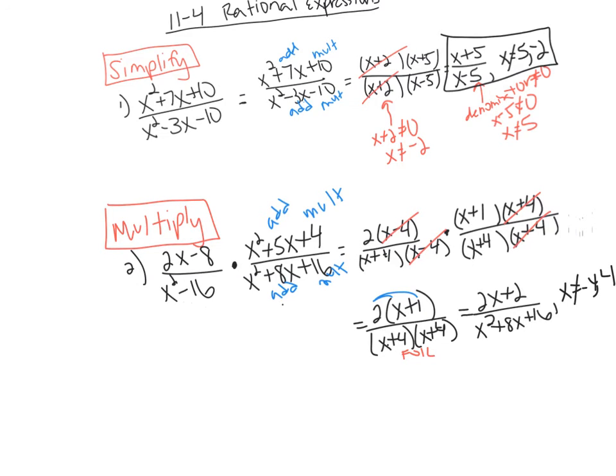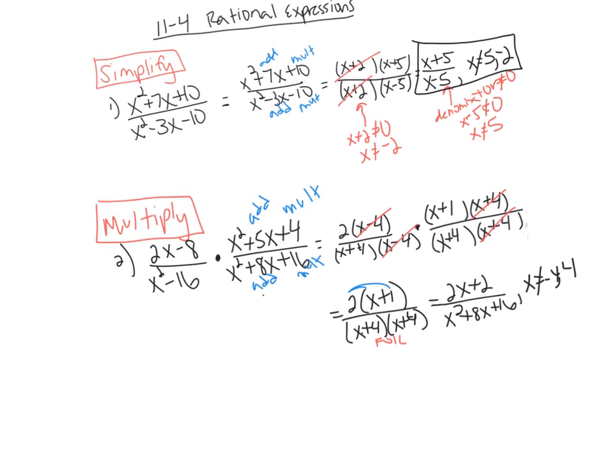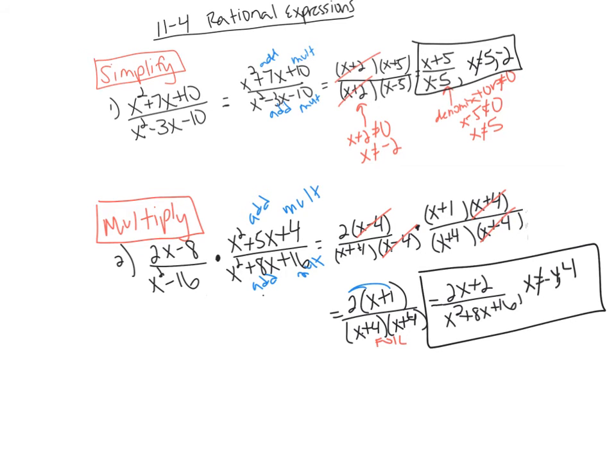And I think we are good. So multiplying these two rational expressions, we get a simplified expression of (2x plus 2) divided by (x squared plus 8x plus 16). But also, we have a restriction on the domain. x cannot equal negative 4 or positive 4 because the denominator can never, ever, ever be 0.